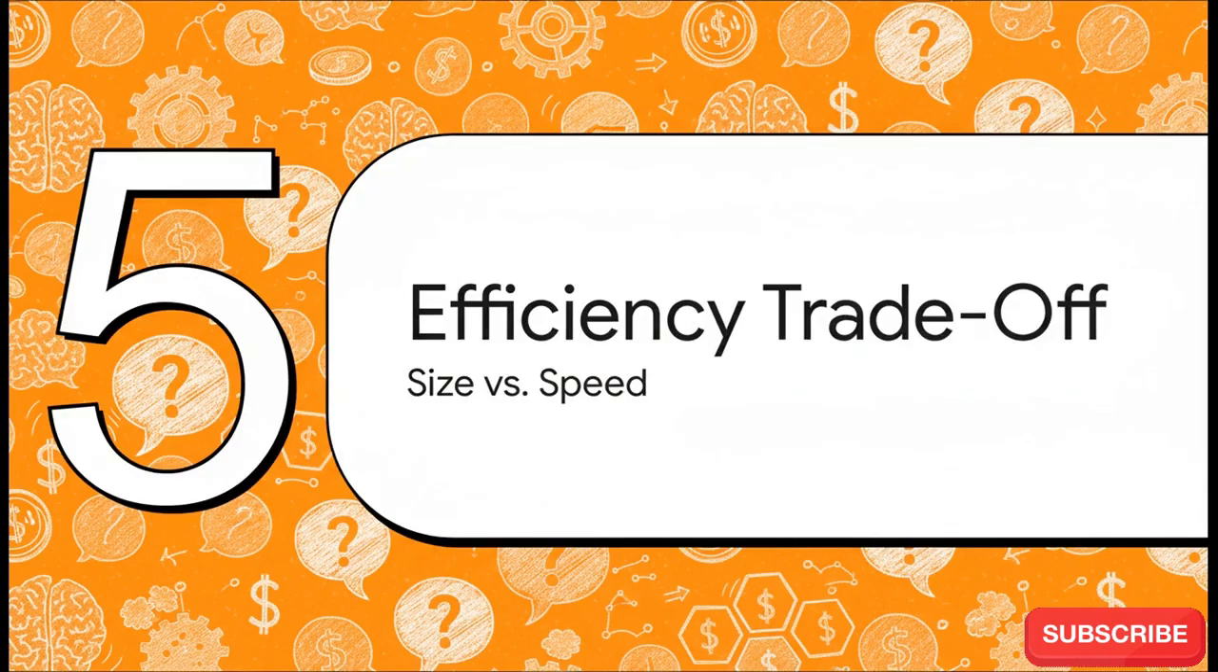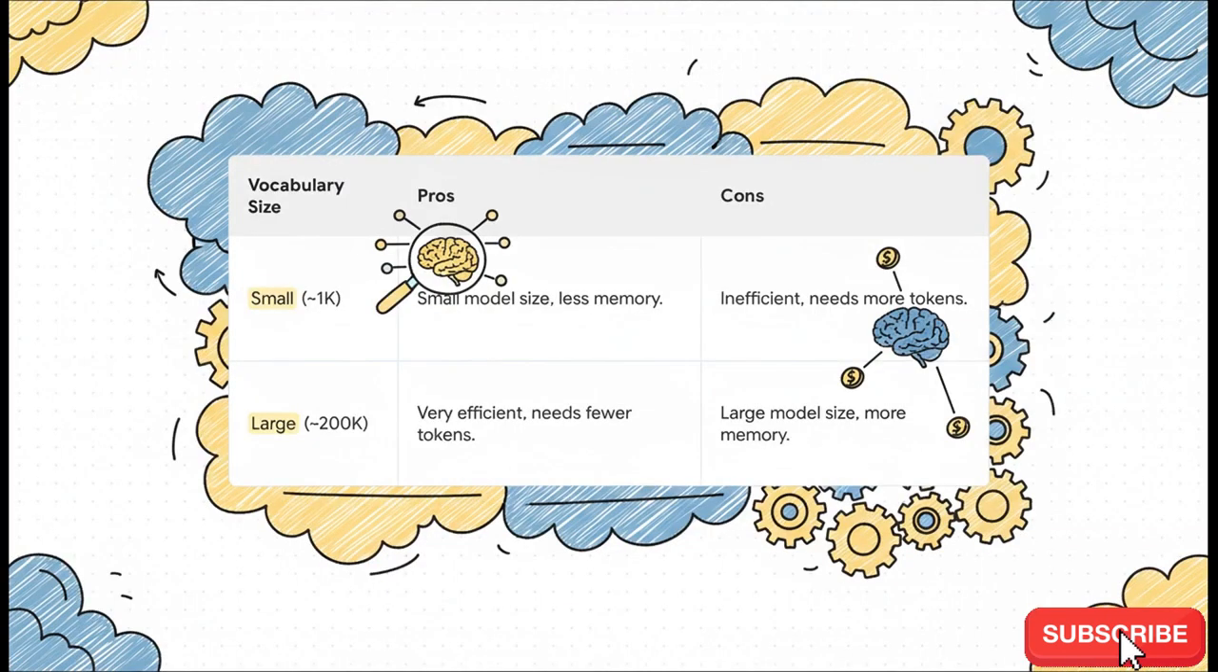And this gets us to the real heart of it. Building one of these vocabularies isn't just a technical exercise. It's a strategic decision. It involves a massive trade-off that every single model provider has to wrestle with. Here's the deal. You can have a small vocabulary, which is great because it doesn't take up much memory, making the model smaller. But the downside is it's inefficient.